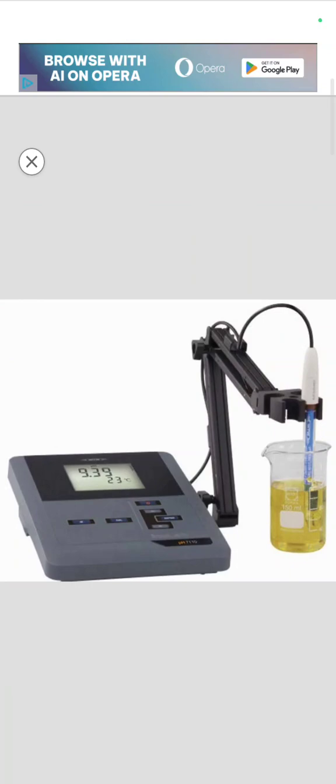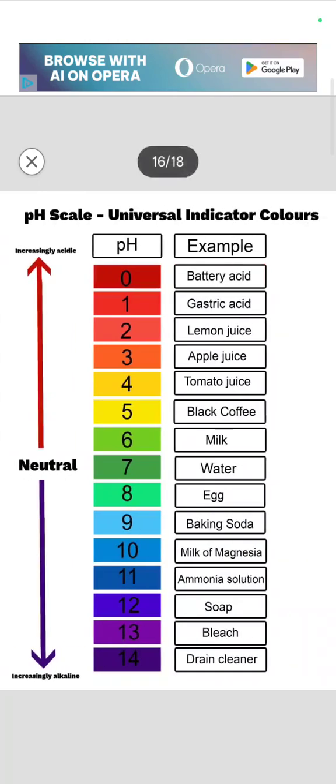So pH is the universal indicator. See, this is the pH scale. Neutral, pH 7; less than 7, acidic; greater than 7, alkaline or basic. Water is a neutral solution, so the pH of water is 7. And gastric juice, which is present inside our stomach, is hydrochloric acid. So hydrochloric acid has a pH of 1.